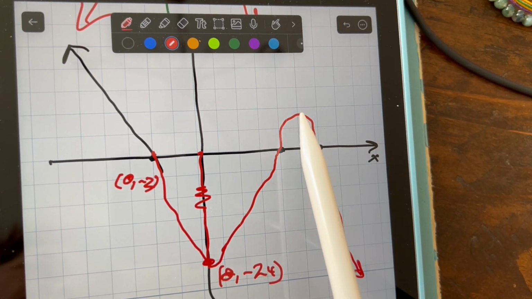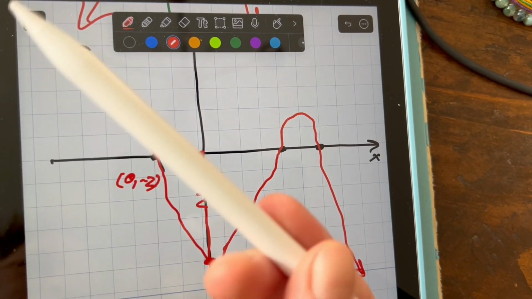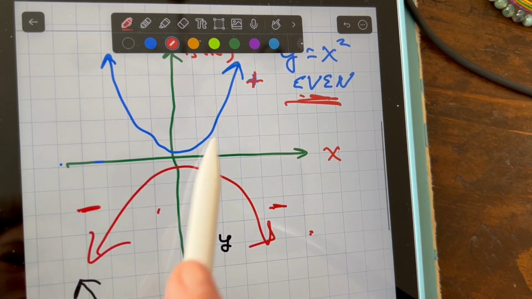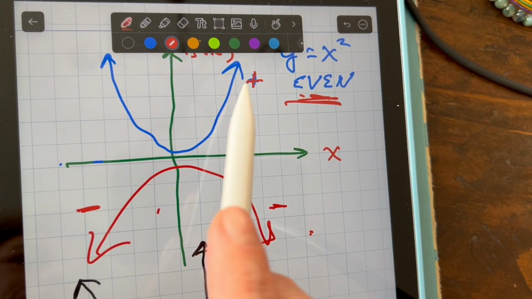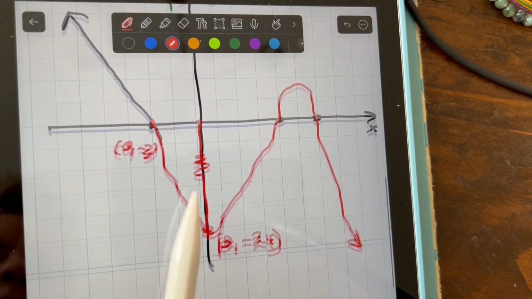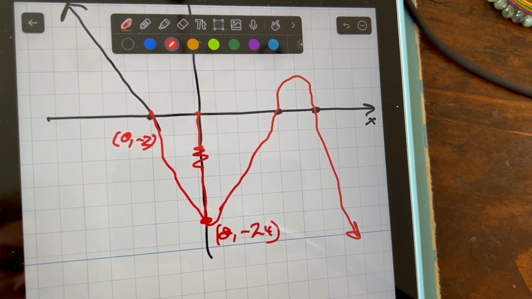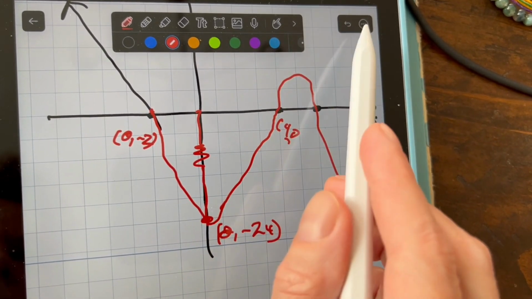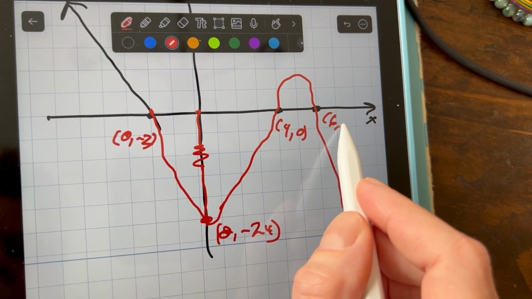Because degree 3 means you have 2 turns. So whatever degree you have, one less turn. A line has 0 turns, right? A parabola has 1 turn because it's degree 2 with 1 turn. Degree 3 has 2 turns. This is the essence of the sketch, okay? It looks like this. And here's 4, 0, and 6, 0, okay?